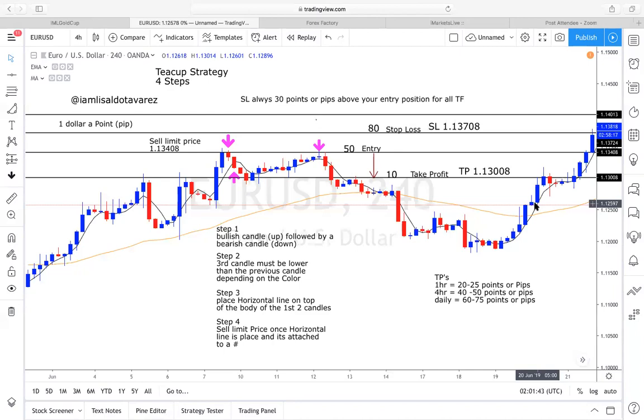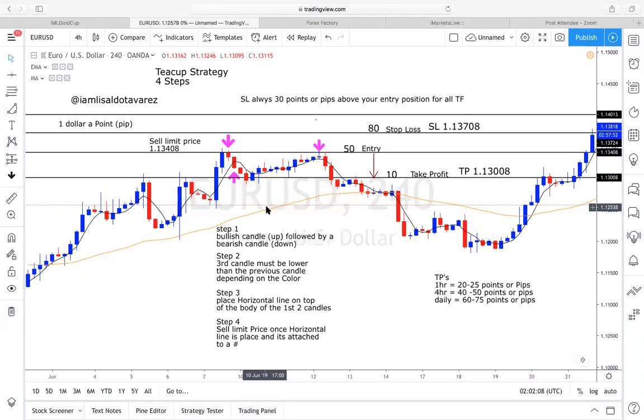Look, I wake up every morning, right? This is what I do. I look for teacups. Once I find 3 or 4, I look at the teacups. Boy, that's a teacup right there. Put my horizontal line, get my sell limit price, put my stop loss and my take profit. I look for a couple more, put them in, and that's it. I go about my life.